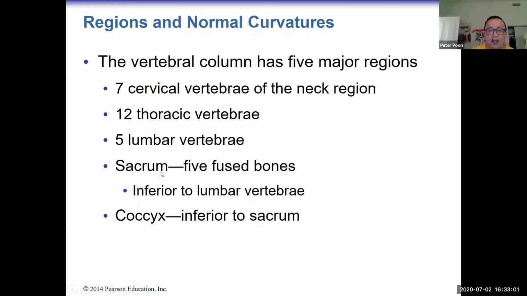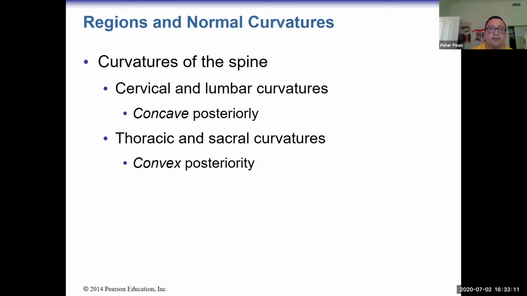So the sacrum is 5 fused vertebrae, and the coccyx is smaller than that. It's usually 3 or 4, but it's usually fused together. So if you write 1, that's fine. The curvatures of the spine.